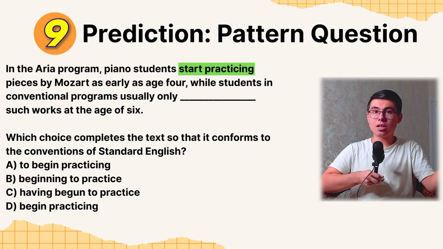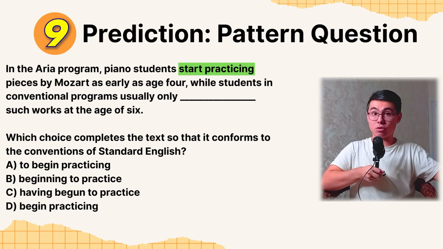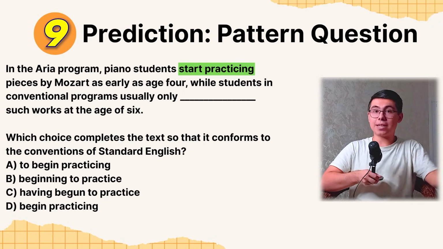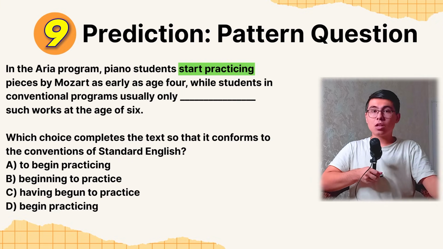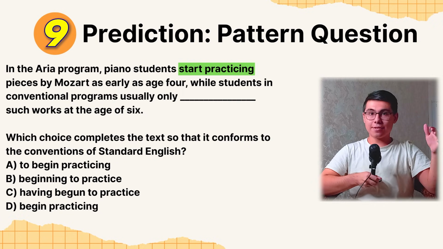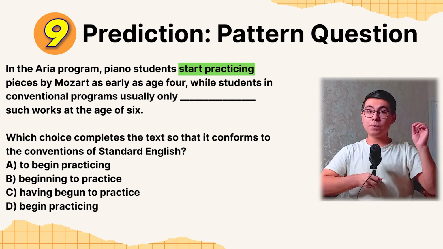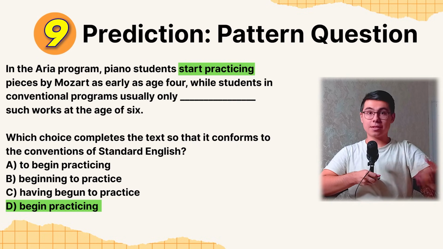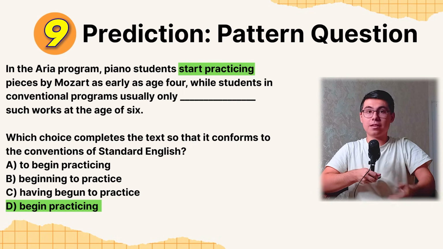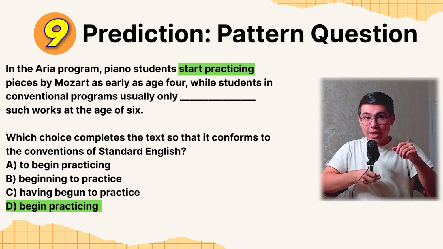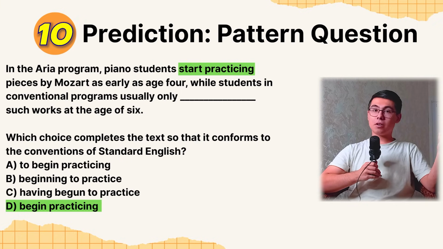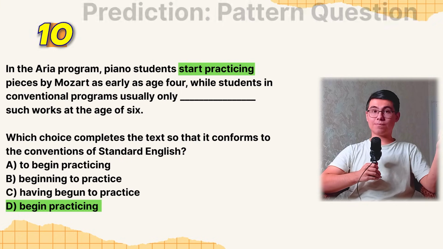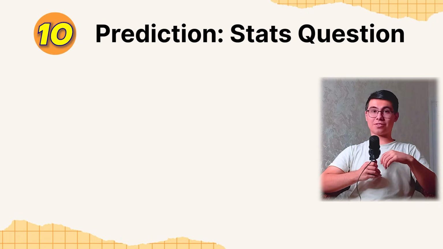Now the second part should match that same pattern because it's the same type of idea, same tense and same kind of verb. So it should be, while students in conventional programs usually only begin practicing such works at the age of 6. So now let's look at the answer choices. Choice D here is exactly what we wrote, begin practicing, which is clean, parallel, and perfect. So yeah, D is the correct answer here.